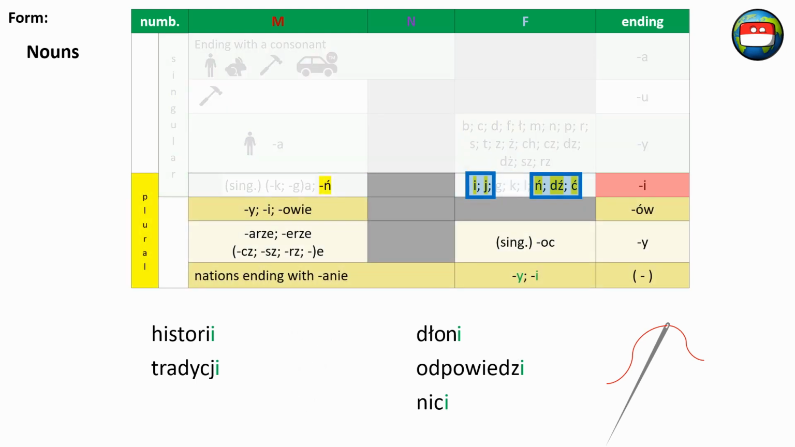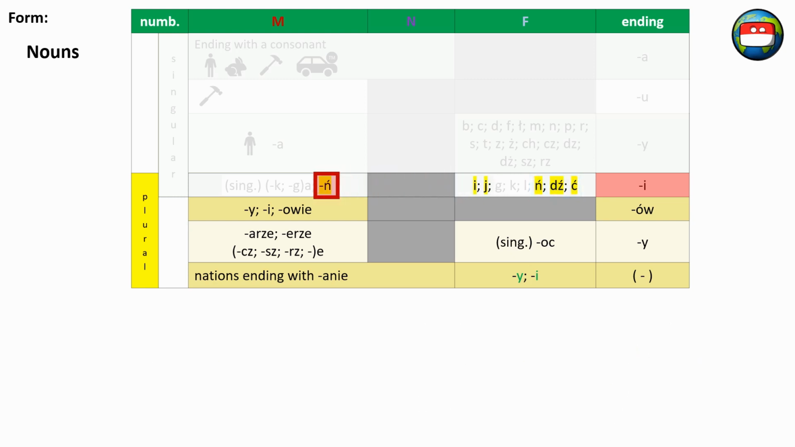So for the feminine words marked in blue, it has just been covered. So I can go to the masculine gender that in singular ends with the soft sound ń. For example, koń, konie, koni. Drań, dranie, drani.